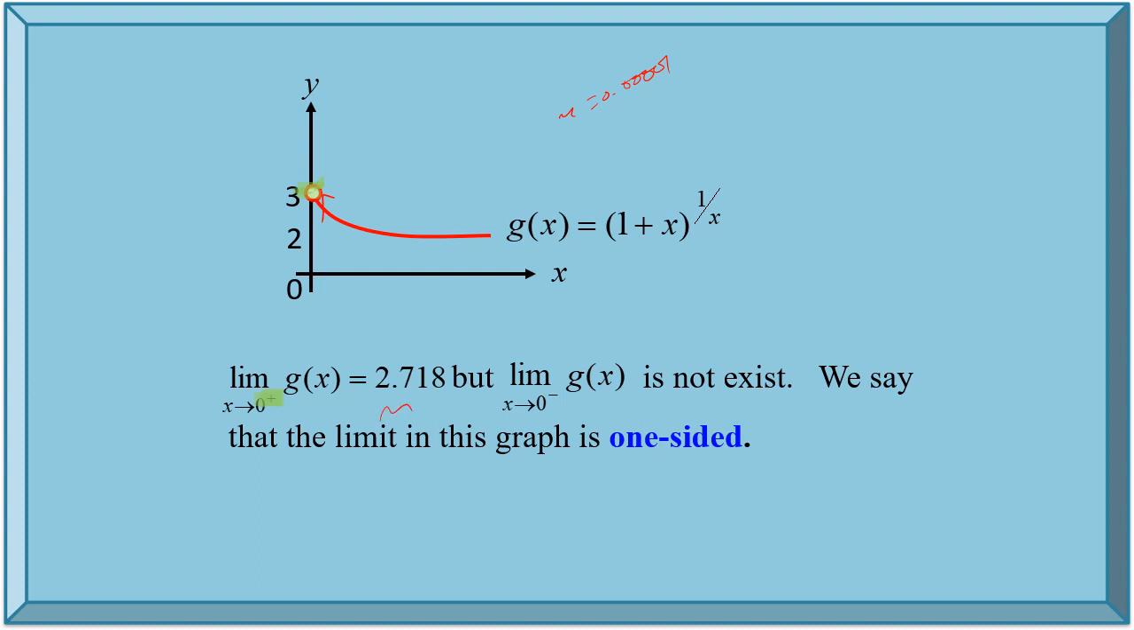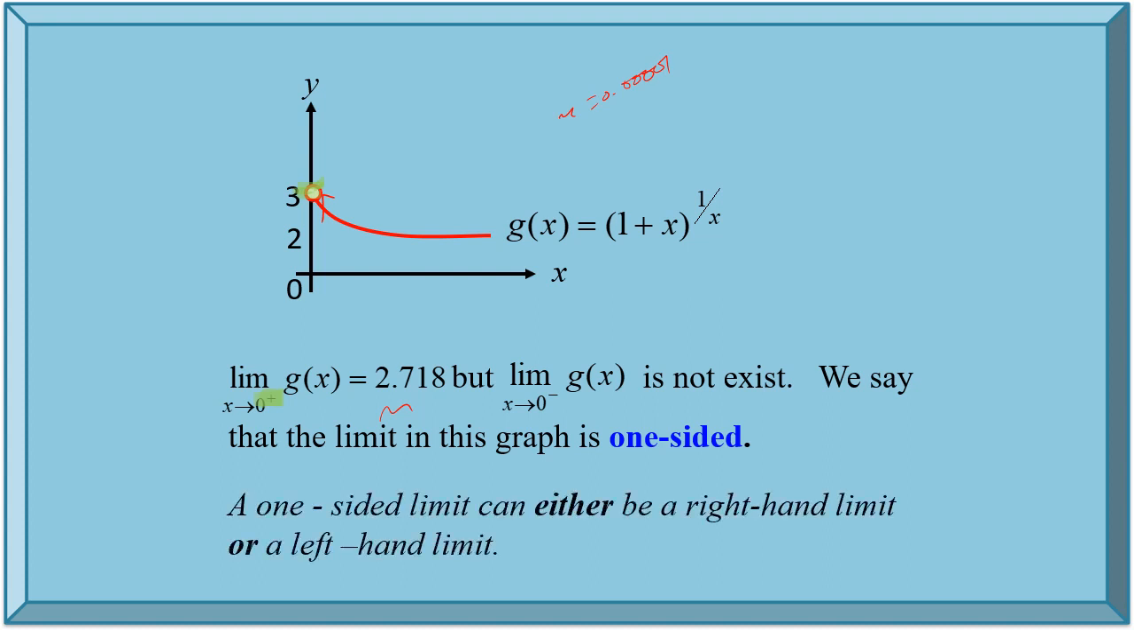But the limit from the left side of g(x) does not exist. We don't have values of x approaching 0 from the left side. Therefore, we don't have the value of y when x approaches 0 from the left side. We say that the limit in the graph is one-sided. One-sided limit can be either a right-hand limit or a left-hand limit. So not every function has both side limits.